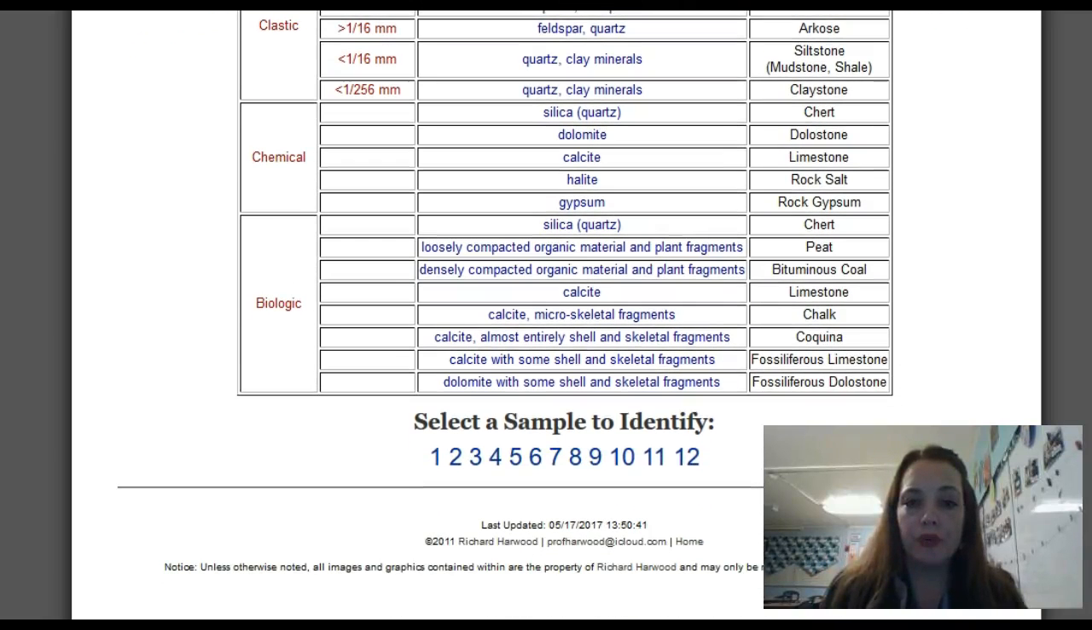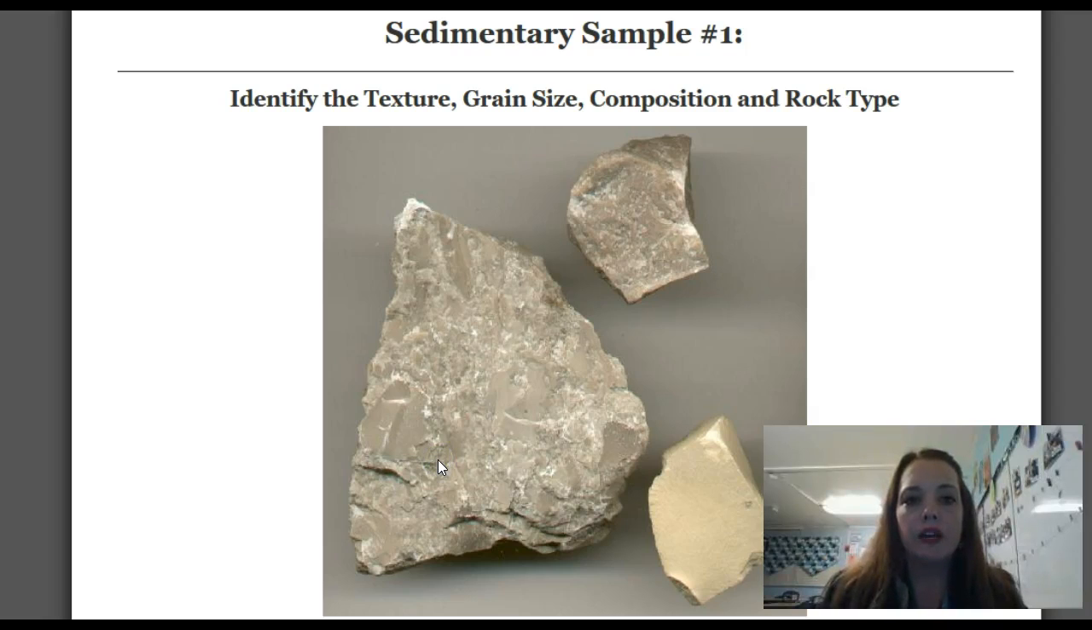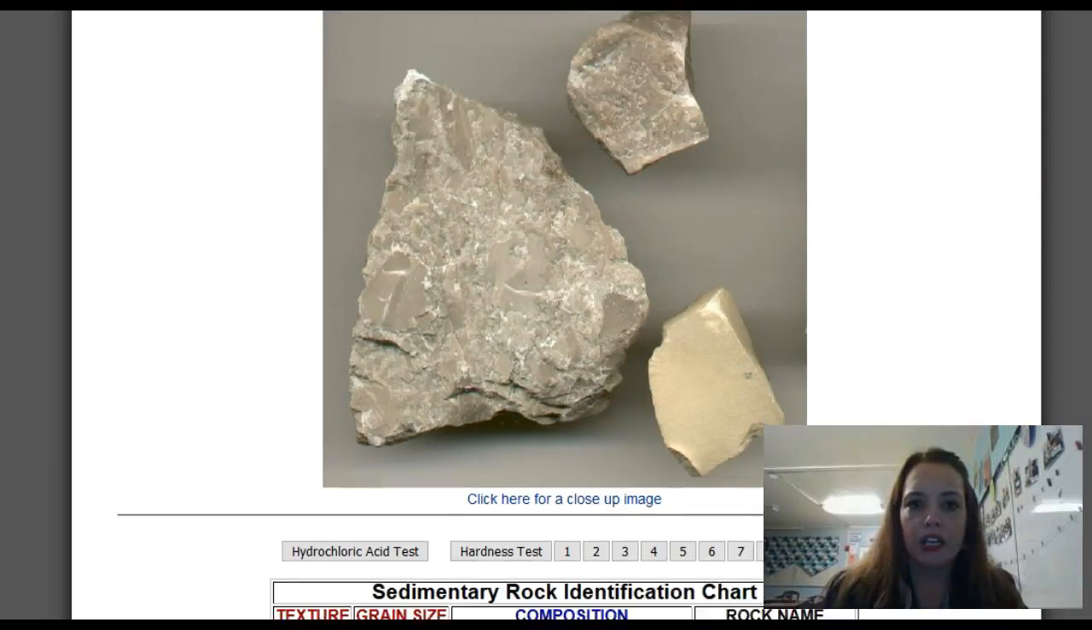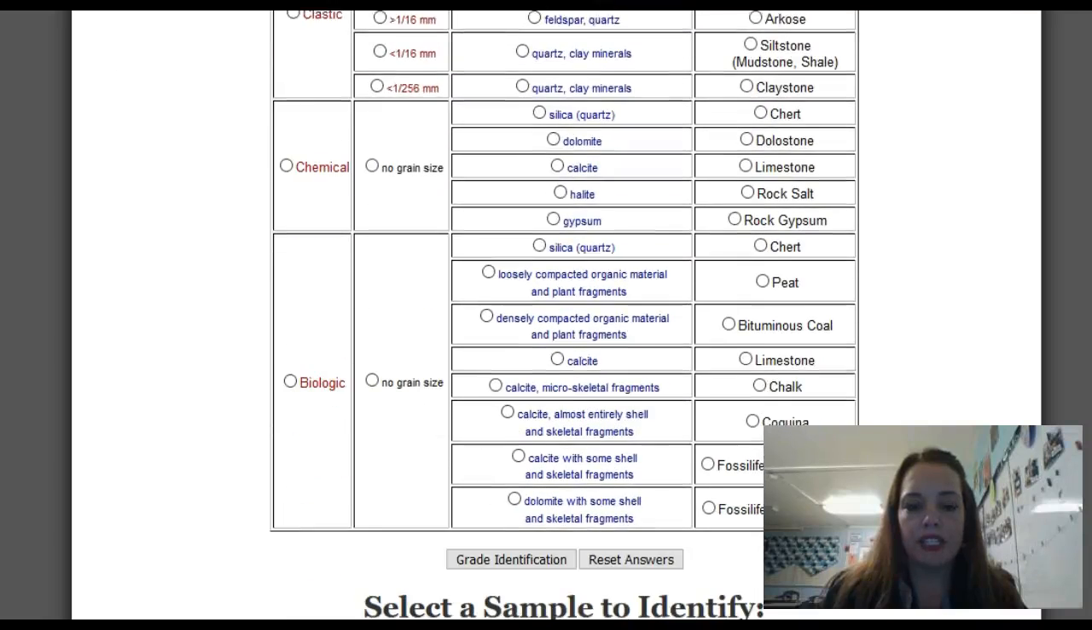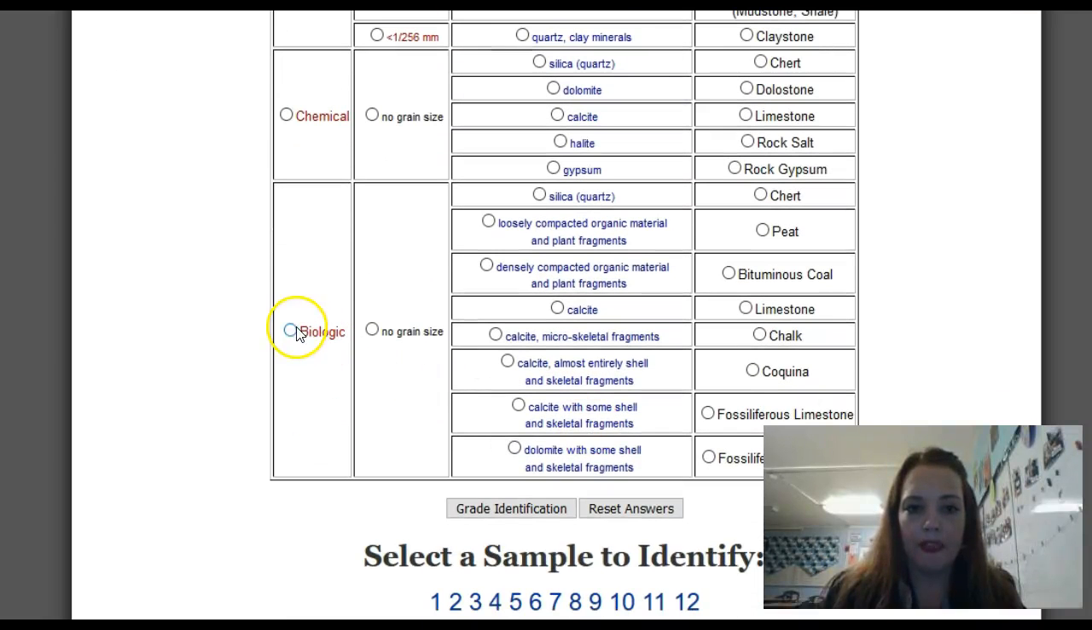I'm going to go ahead and help you out by identifying sample number 1 and walk you through my thought process as I look at this sample. When I click on number 1, I see a rock here. It looks to me a little bit like maybe this is a fossil over here, maybe not. I'm going to assume momentarily it is. So based on its texture, I'm going to say I think it's biological. Because I chose biological, all of my remaining answers are going to be in this general area, which makes the next one easy, no grain size.